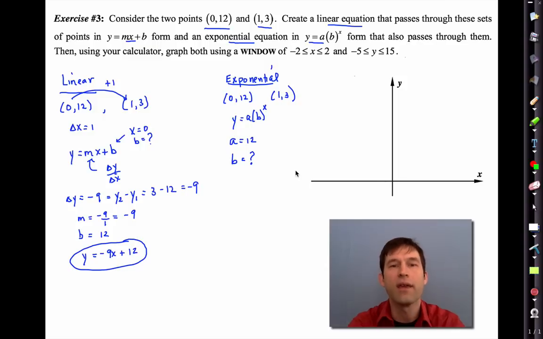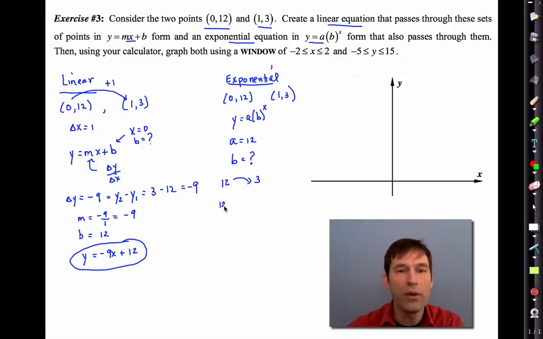Let's go through it. Again, we face the same little hurdle that we did in linear, but in a slightly different way. You see, it'd be very easy for people to look at the 12 and look at the 3 and think, oh yeah, sure, the multiplier is 4. But the point is, you're going from 12 to 3. And if you multiply 12 by 4, you don't get 3. So a real good way to figure this out is to just literally set up an equation.